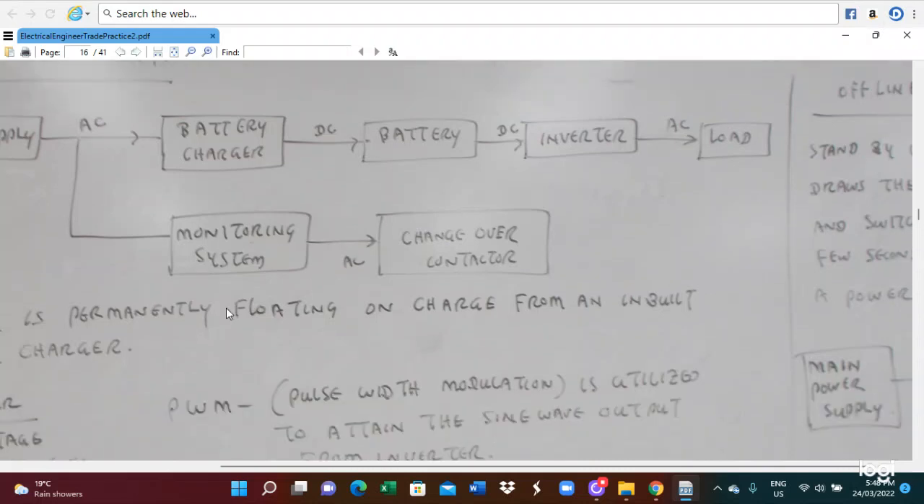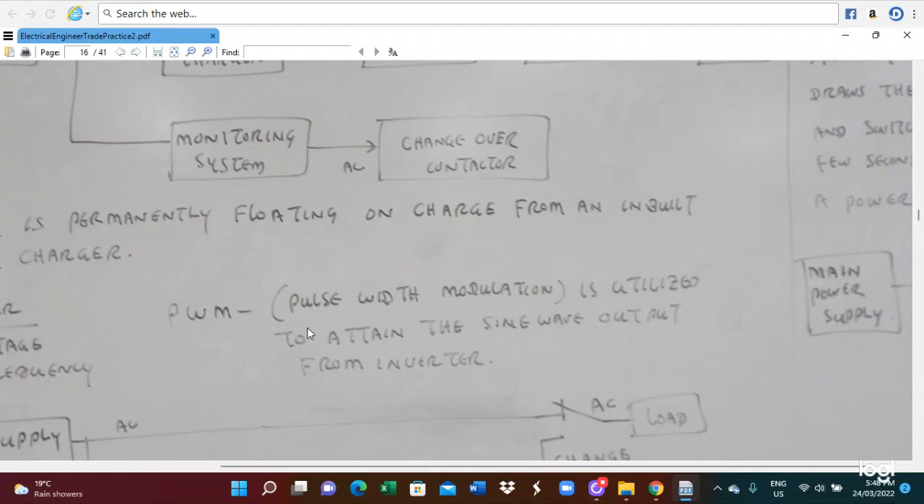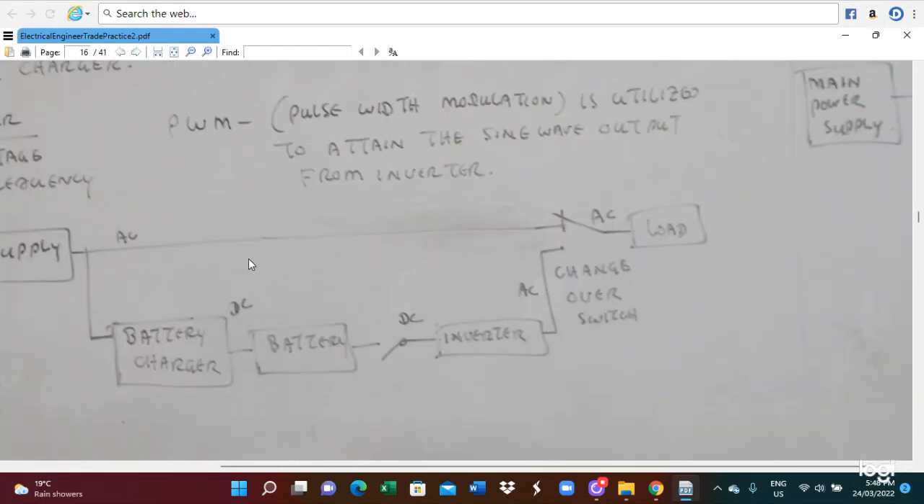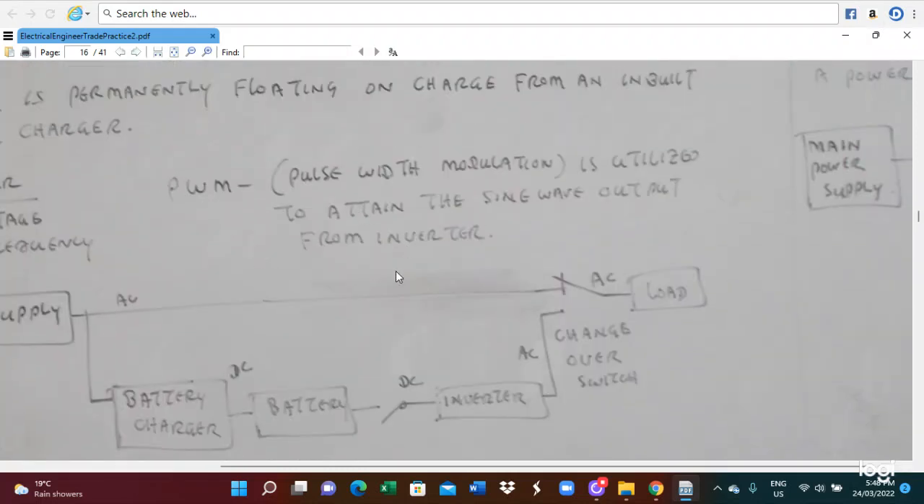So the battery is permanently floating, charged from the input. In this case, we are using the PWM. Pulse width modulators are utilized to attain the sine wave output from the inverter. So therefore, the PWM inverters are utilized to produce the sine wave.